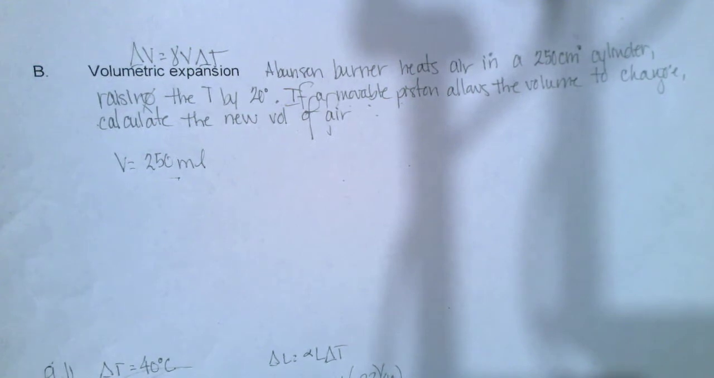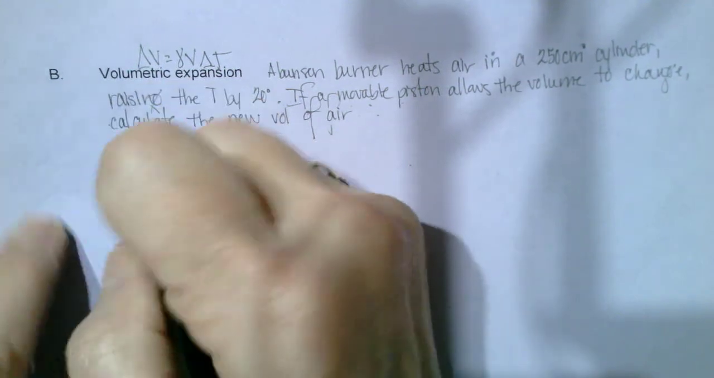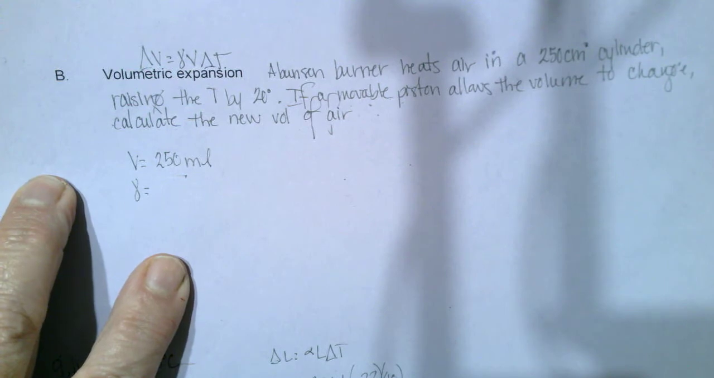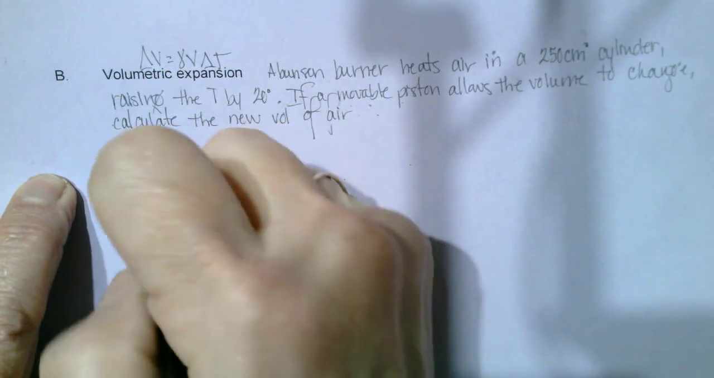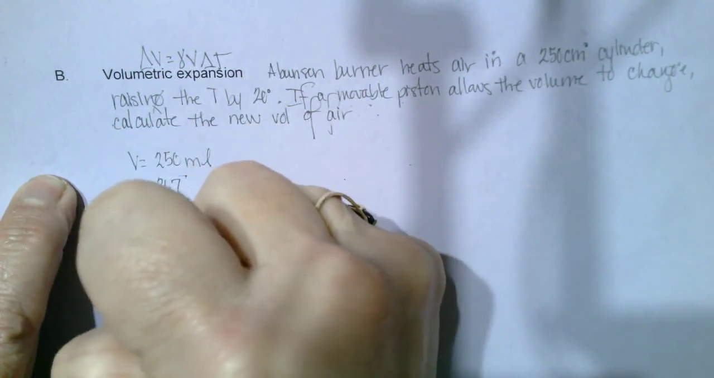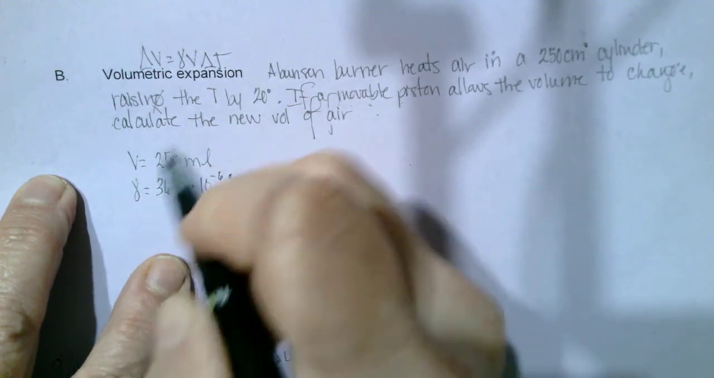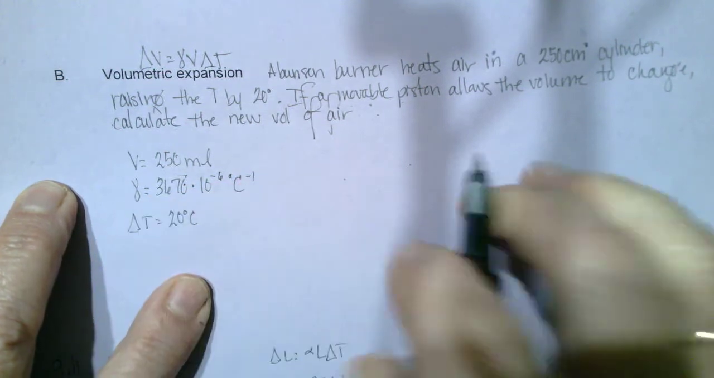You can use whatever unit they give you, and you don't have to convert. If they gave you centimeters for the length, or if they gave you kilometers for the length, you could use them, because what you put in is what your change in length or change in volume will be. So 250 milliliters or cubic centimeters, we're good with that. Gamma for the cylinder is just given to you in this case. Again, you can get it from the sheet. It is 3670 times 10 to the negative 6, and again it's degrees Celsius to the negative 1, and the change in temperature is 20 degrees Celsius.